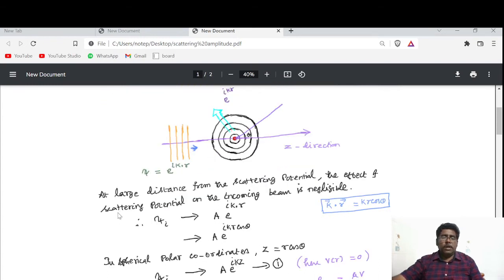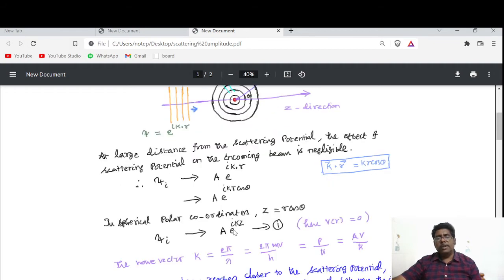As we pointed out earlier, at larger distance from the scattering potential, the effect of the scattering potential on the incoming beam is negligible. So the incoming wave is a plane wave, and the plane wave equation is A e power ik dot r. Here this k dot r is kr cos theta. Using the formula a dot b equal to ab cos theta, we have changed A e power ik dot r as A e power ikr cos theta. In spherical polar coordinates, z is equal to r cos theta. So psi i is written as A e power ikz.